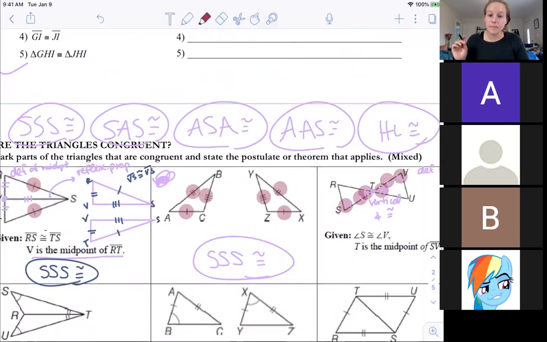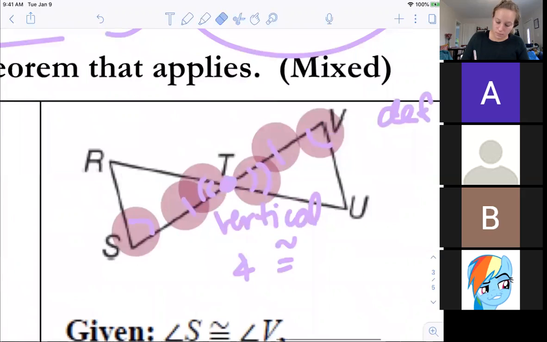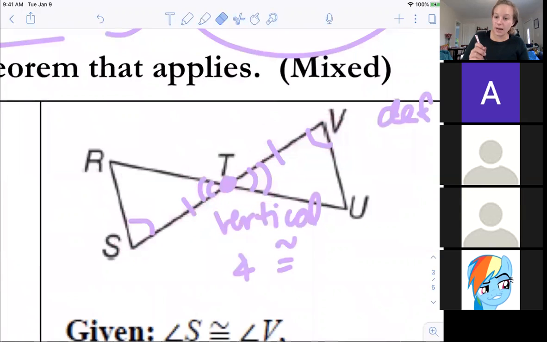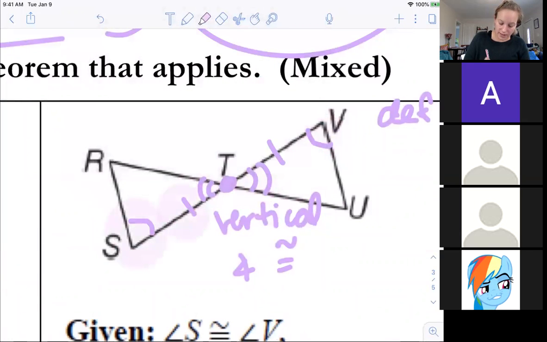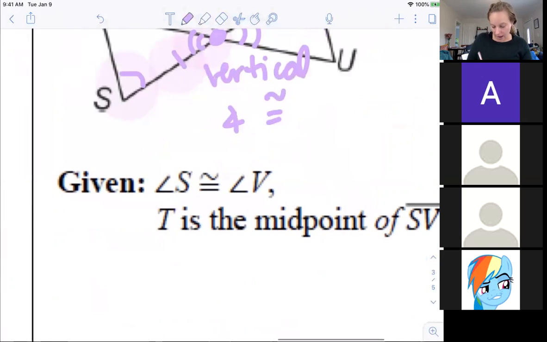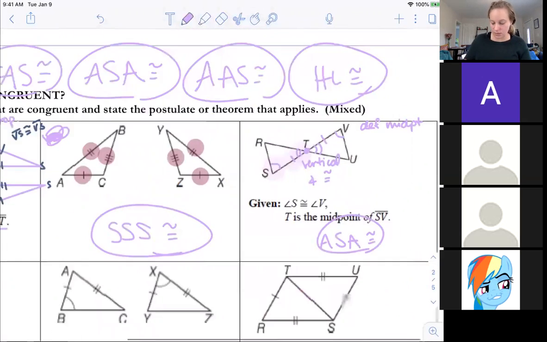Anybody? Angle, side, angle. Very good, Megan. I've got an angle, S. I've got a side, ST, and I've got another angle, T. So I'm going to call this angle, side, angle. The side was in between the two angles. Very good.